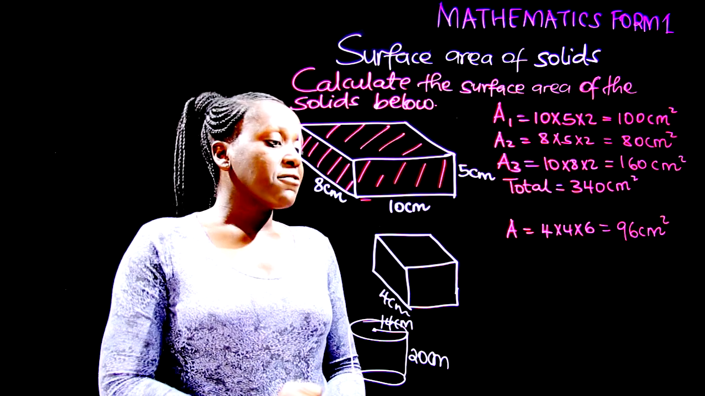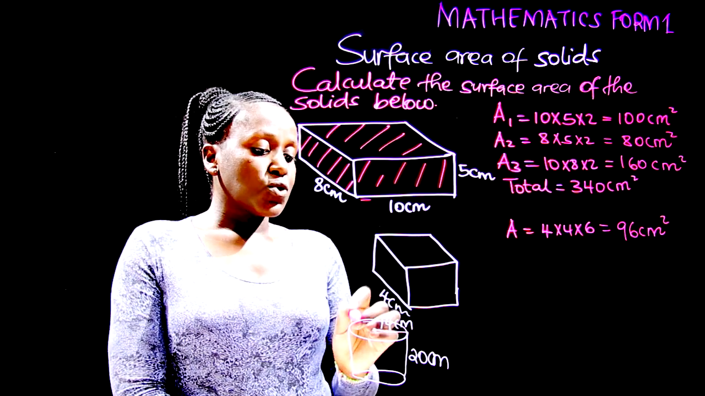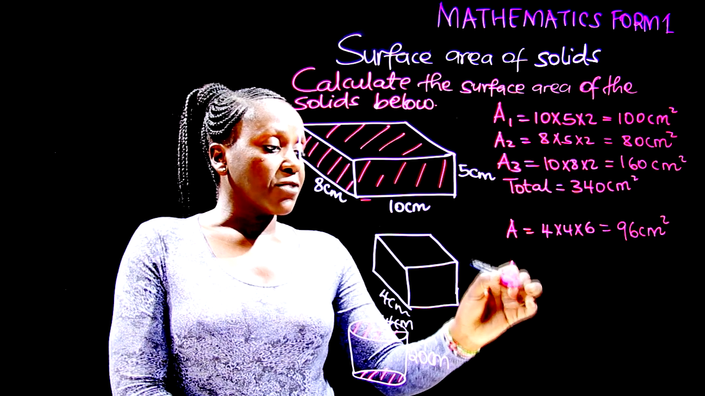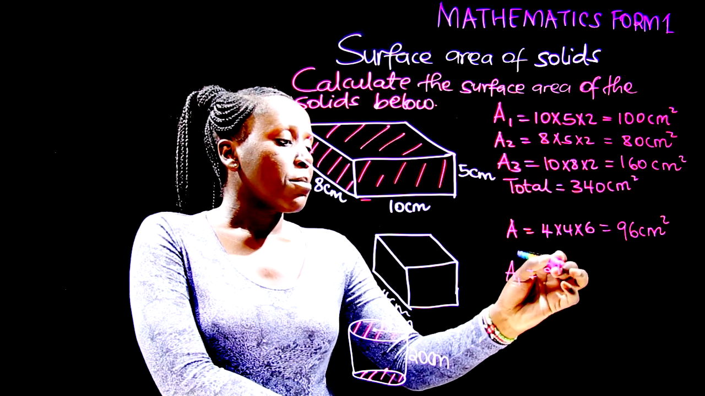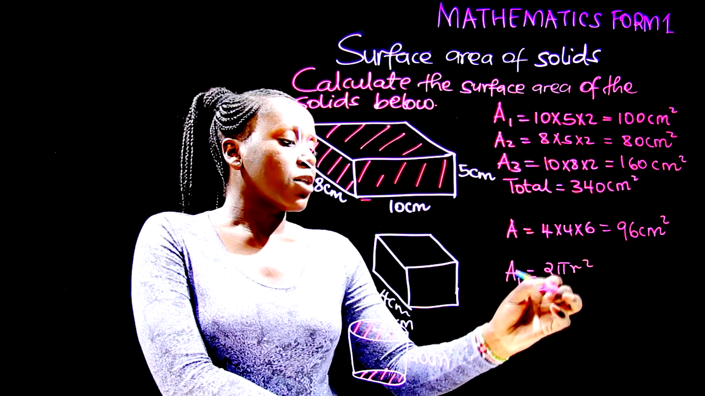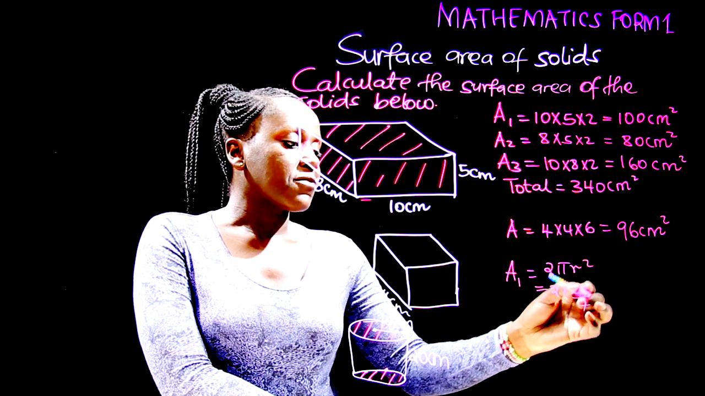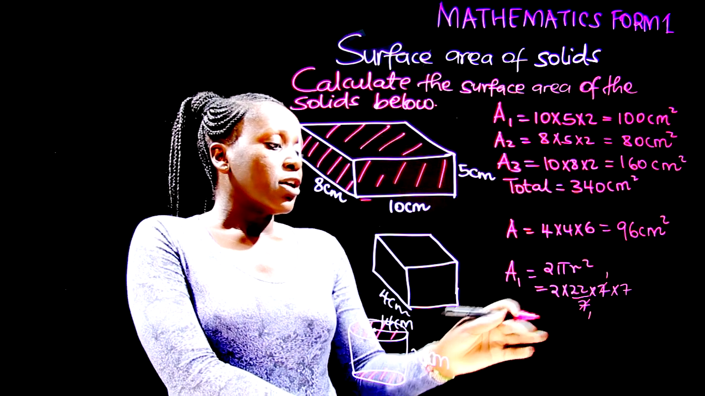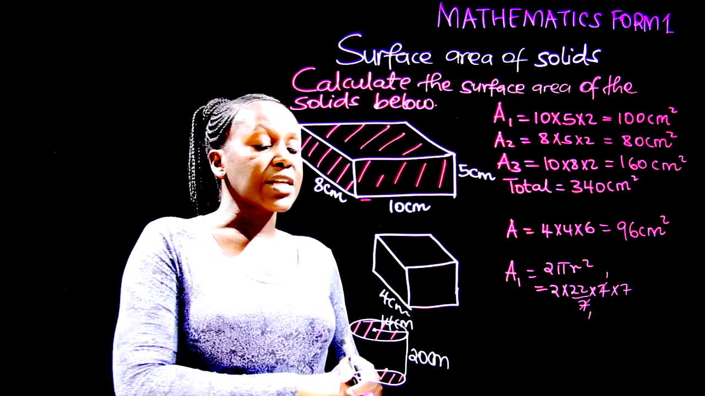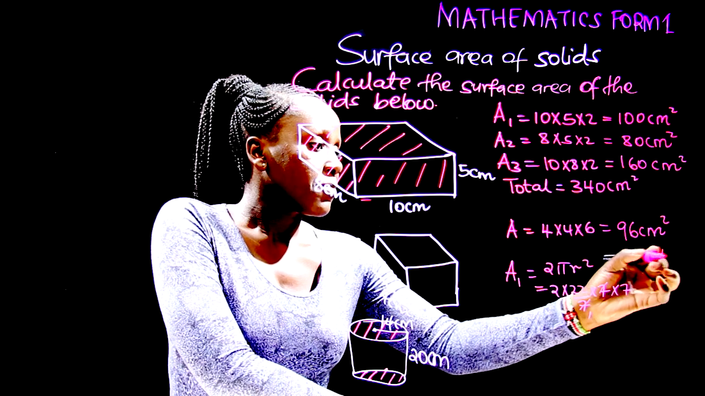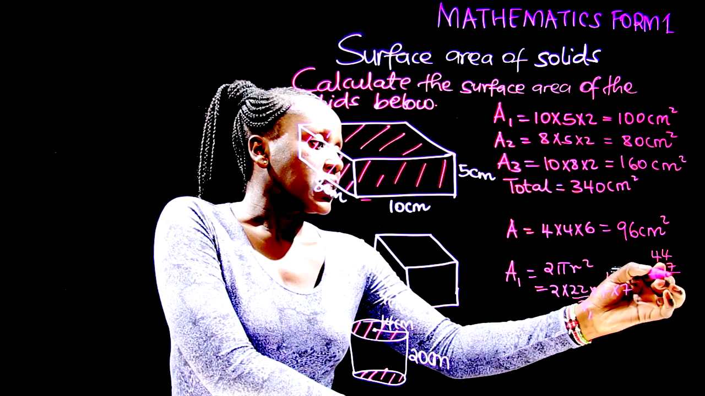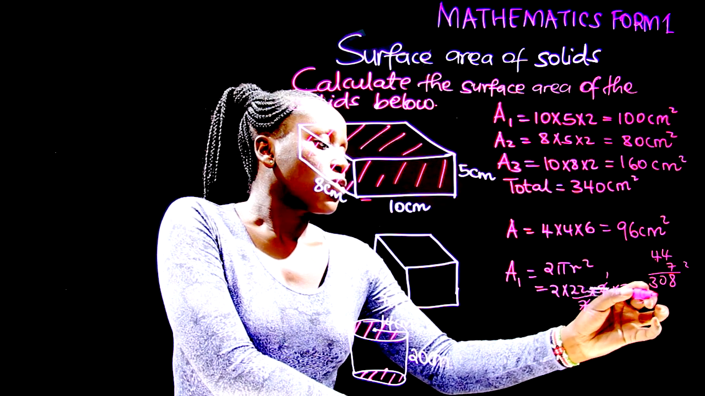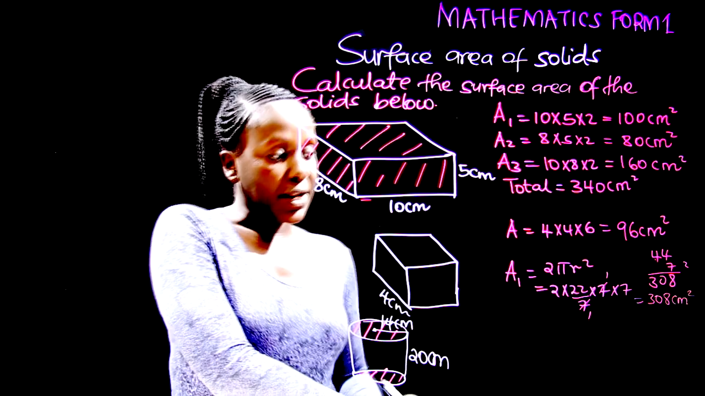Then finally, we have a cylinder, and we have 2 circles, alright? One at the top and one at the bottom. So we are first going to get the area of the circles, which is equal to 2 pi r squared. This will be equal to 2 times 22 over 7 times 7 times 7. So by 7, 1, by 7, 1. So this is 2 times 22 is 44. Then 44 times 7 is 8 carry 2. 4 times 7, 28 plus 2, 30. So this is equal to 308 centimeters squared.